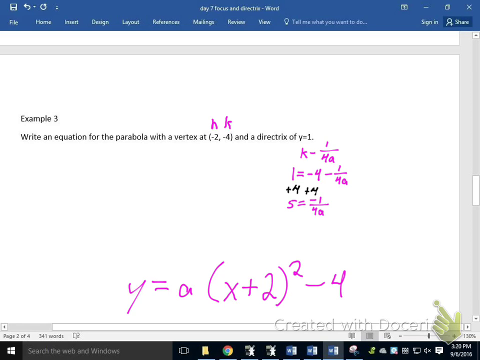Personal preference, I prefer to just multiply by a on both sides. That way it gets it to cancel out on the right hand side, and I have 5a equals negative 1/4. And now I'll be able to divide by 5. So a would equal negative 1/20. Now I can actually go back to where I'm putting my answer and write in negative 1/20 for my answer there. Final answer being y equals negative 1/20 times x plus 2 squared minus 4.